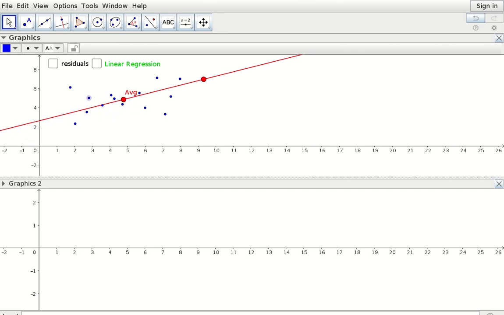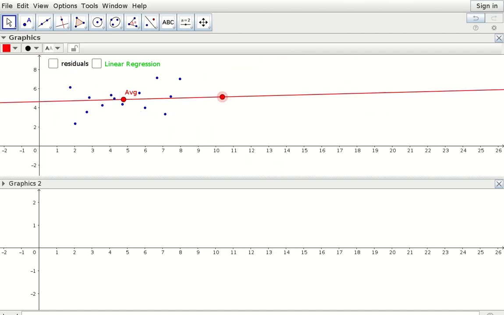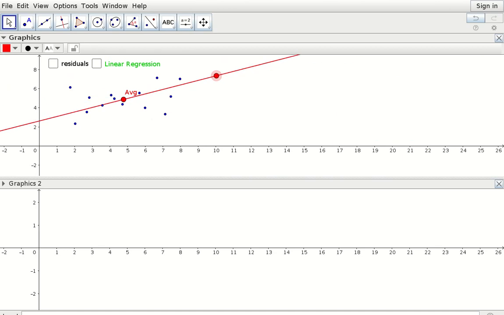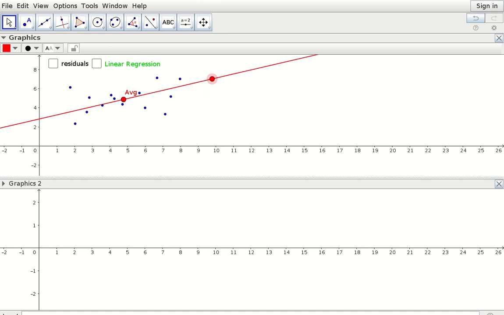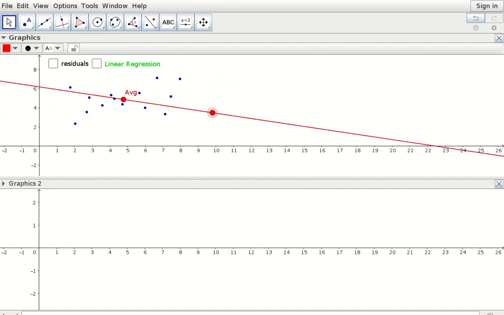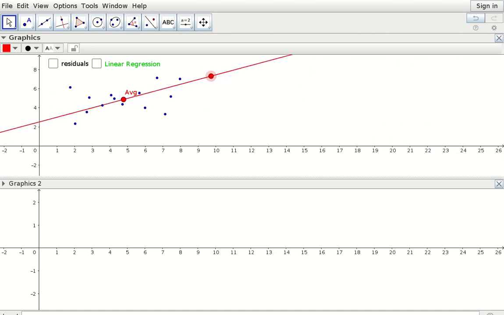So all this data determines the average. That average is simply the sum of the x's divided by their number, comma, the sum of the y's divided by their number. Now this other point is not fixed. I can move it around, and as I do that, you can see that I'm rotating this other point through that average. We're sure that the average is on the regression line, so we're just pivoting around the average.